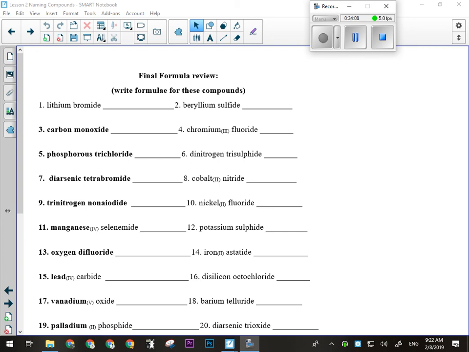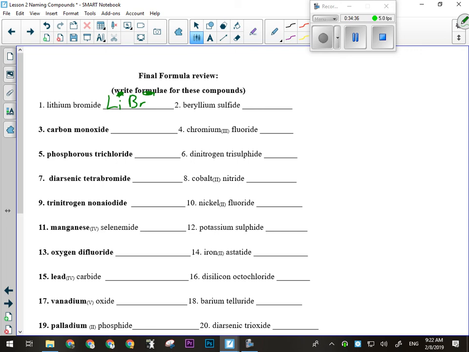Okay, so as we said, anytime we're either going from name to formula or formula to name, the first step is to determine whether it's ionic or molecular. Lithium bromide contains a metal, lithium, so this is ionic. So I write the formula for lithium with its charge, +1. I write the formula for bromine with its charge, -1. Those already add up to 0, so I don't need to do anything with it. It's LiBr, and I'm done. Everybody all right with that?